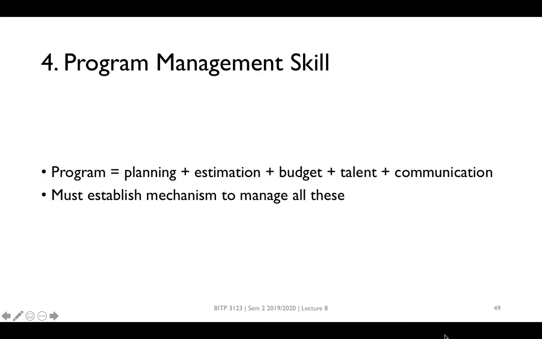Developing EA is a complex task and it needs to be program managed. Program here is referring to planning, estimation, budget, talent, and communication. These programs are used in the EA development. The mechanism to manage all these programs must be established prior to EA development. As development progresses, plan and strategy is to be revised suitable for the EA.